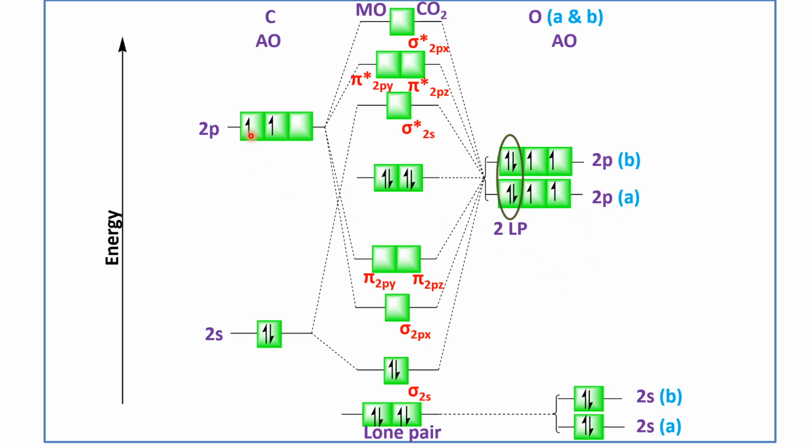Then how many electrons are remaining? 2 electrons from the carbon, 2 plus 2 from the 2 oxygen, total 6 electrons, and these 6 electrons we have to fill. They first of all fill in the sigma 2px, then pi 2py, pi 2pz, pi 2py and pi 2pz. So this is the filling of electrons in the MO energy level diagram of the CO2 molecule. So this is our first example of the heteronuclear triatomic molecules.